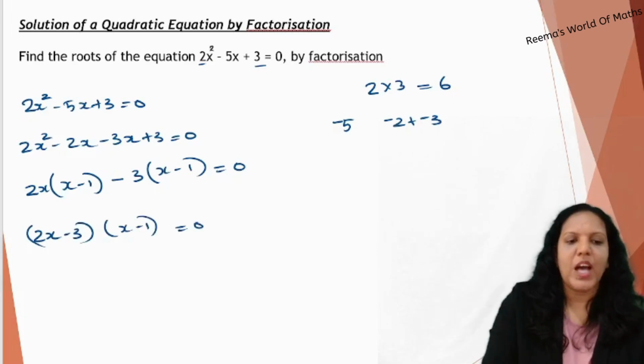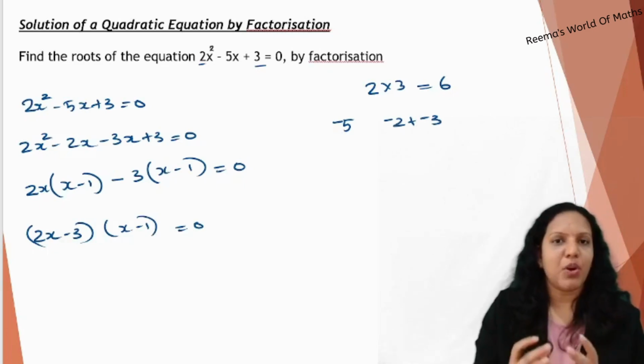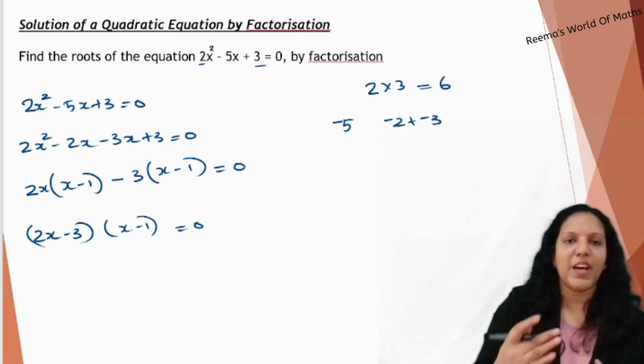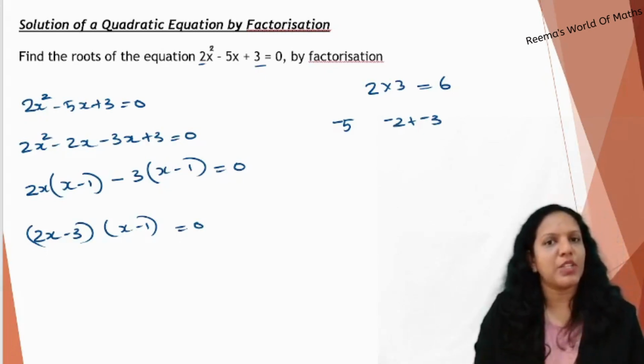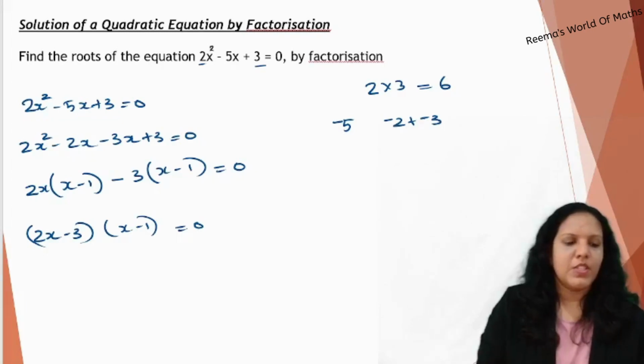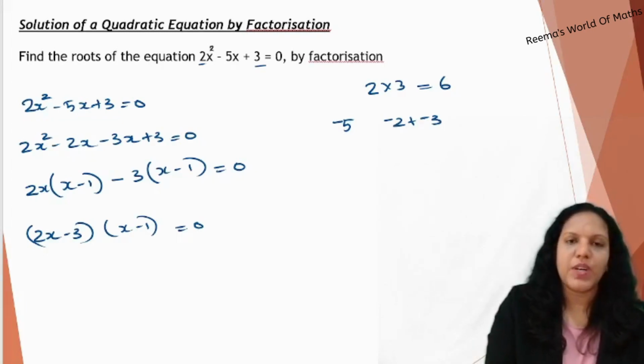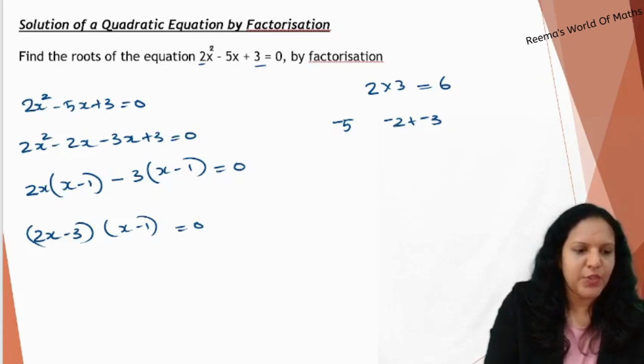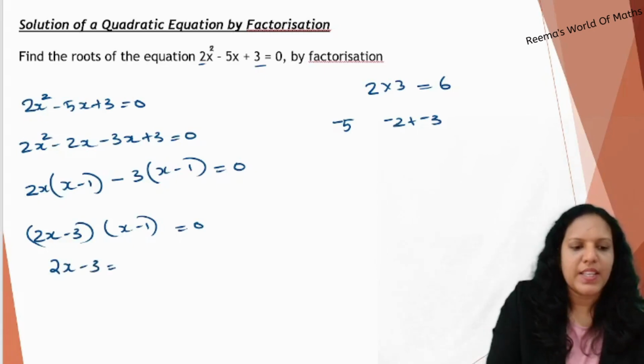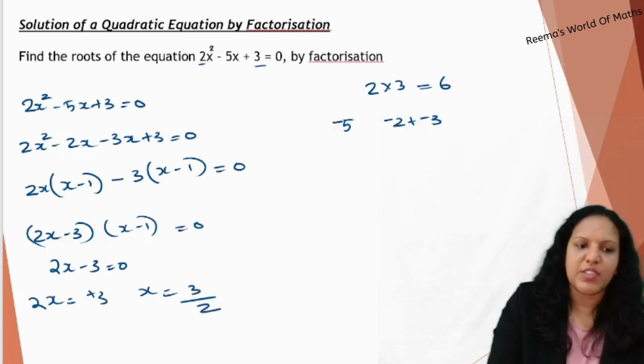So now we have factored the quadratic equation as a product of two linear factors. So we can say 2x minus 3 multiplied by x minus 1 equals 0. So either 2x minus 3 can be 0 or x minus 1 can be 0. If 2x minus 3 is equal to 0, then 2x equals plus 3, so x equals 3 by 2. So in the first case x equals 3 by 2, or secondly we can write x minus 1 equals 0, so that is x equals 1.